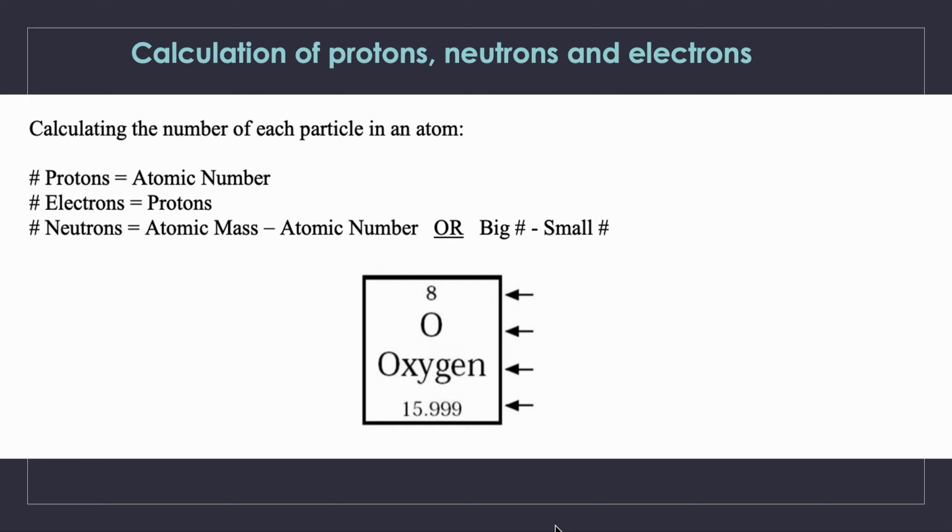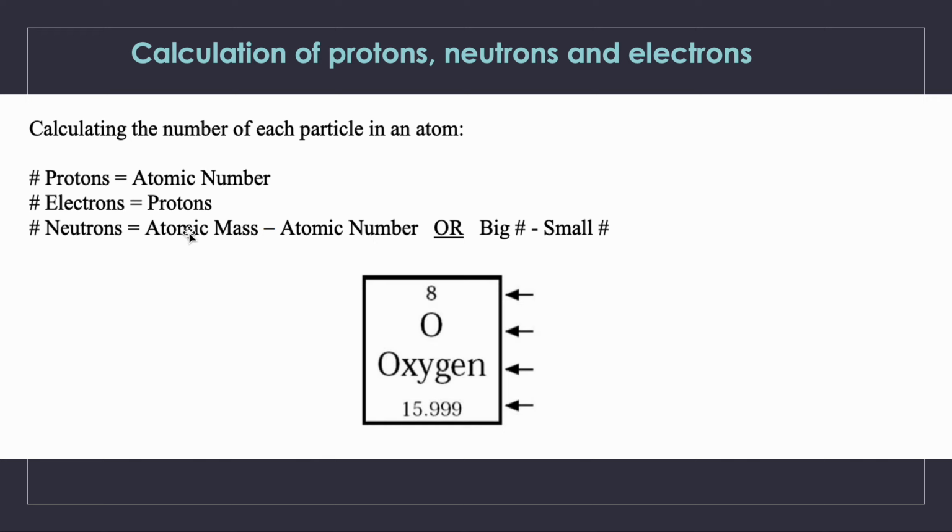Protons, neutrons, and electrons. For this one, first you need to remember that the number of protons is equal to the atomic number. The number of electrons is equal to the number of protons only if the atom is neutral. Usually, unless you're given additional information, you need to assume that the atom is neutral. And in order to calculate the neutrons, it's simply the atomic mass minus the atomic number.